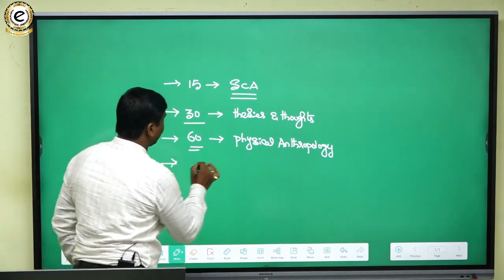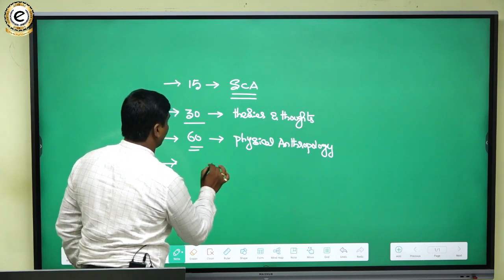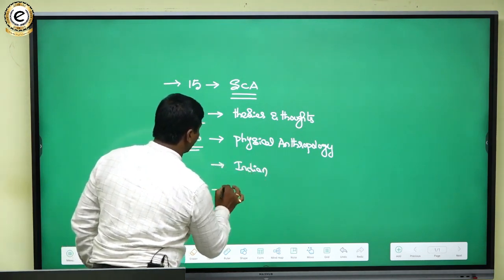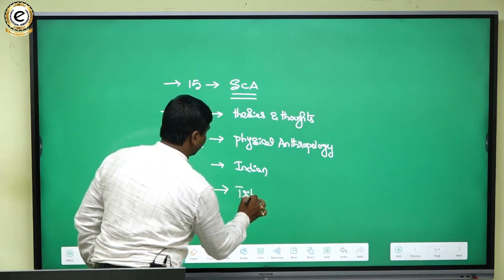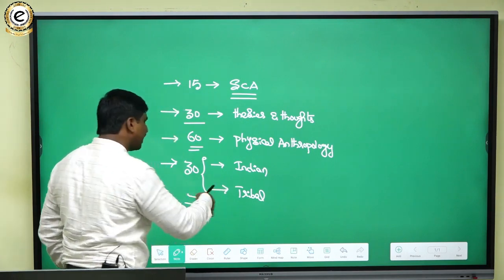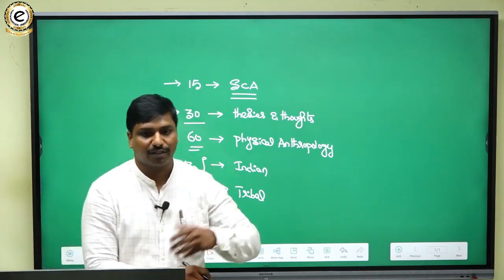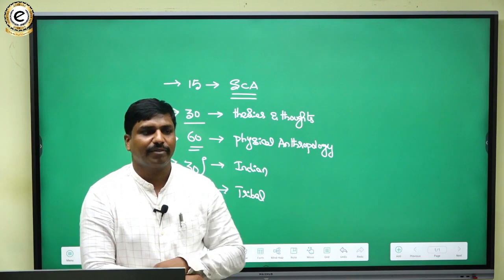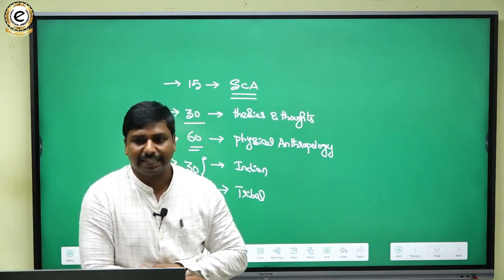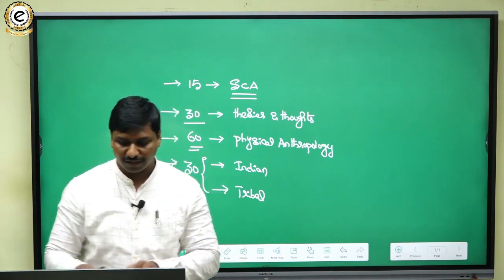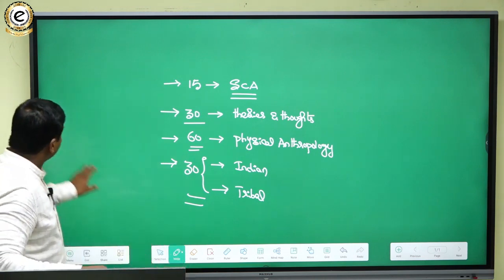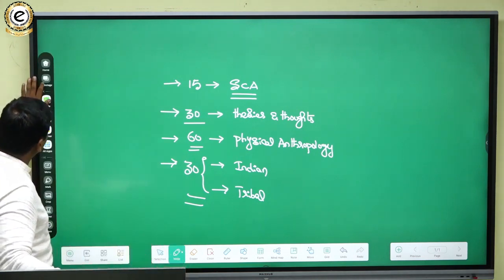Here we will have two modules: one for Indian anthropology and the other for tribal anthropology. Together we will have roughly 30 classes, extending by another 5 to 10 classes. So we may cover the entire syllabus in around 30 to 40 classes. That's how we will progress, with respect to the syllabus and how we will proceed in the classes.